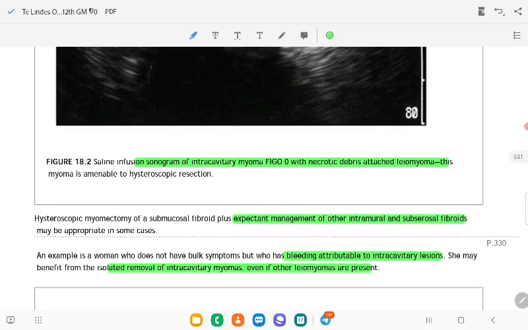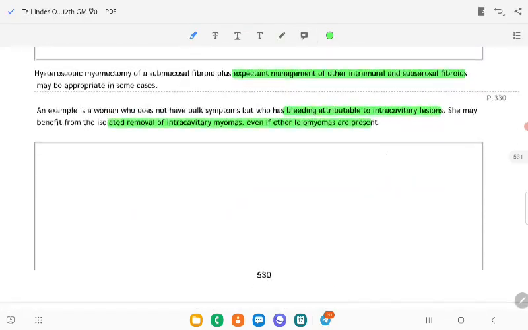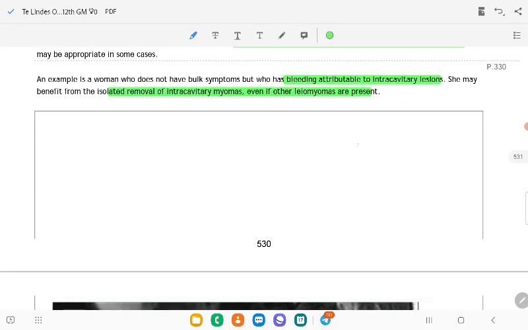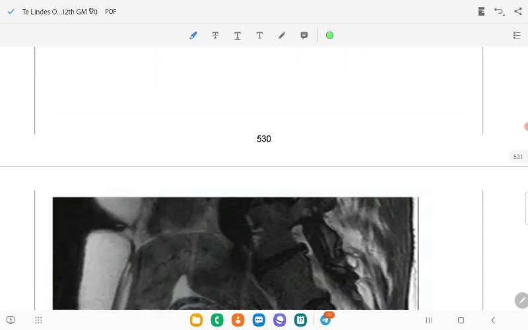This is the image showing the myoma, figure 0, type 0. An example: a woman doesn't have bulk symptoms but has bleeding attributed to intracavitary lesions. She may benefit from isolated removal of the myoma. If she doesn't have any bulk symptom, any pressure symptom, but only complains of bleeding attributed to the intracavitary lesion, she may benefit from the isolated removal of the intracavitary myoma even if other myoma are present.